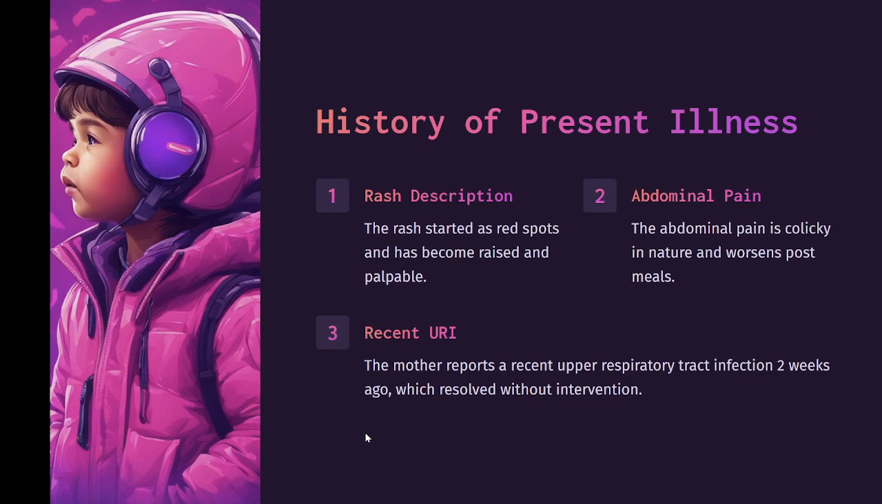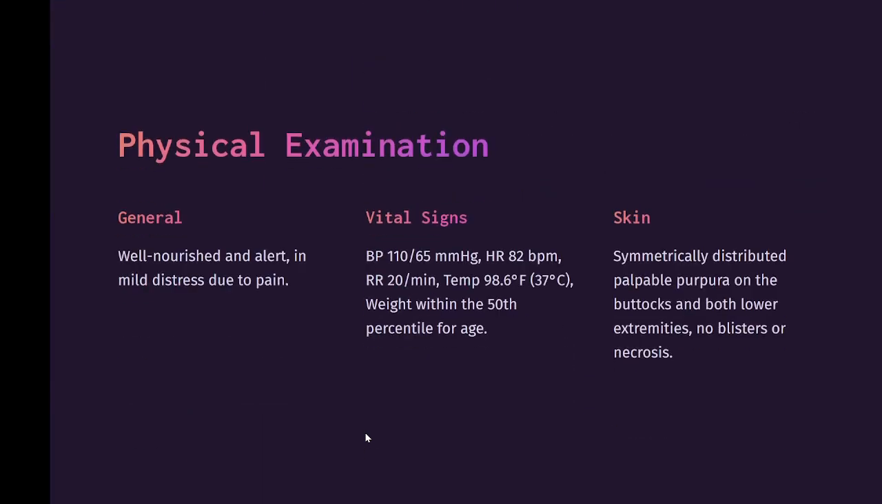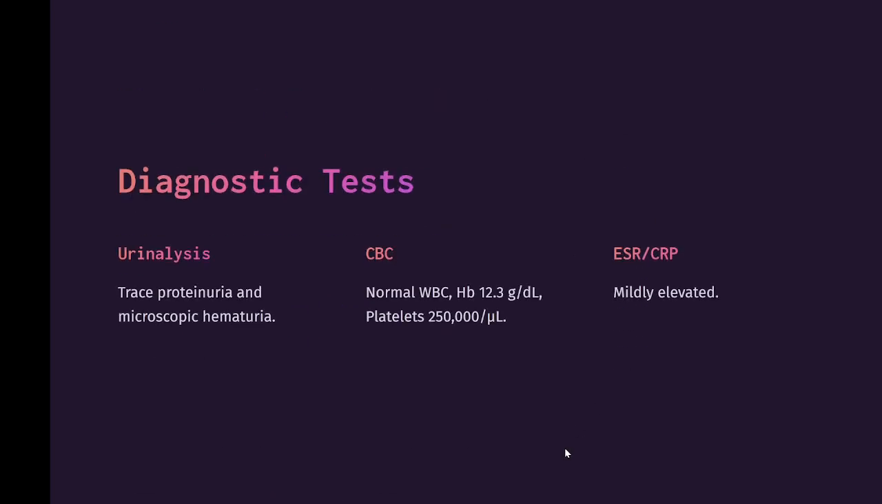Physical examination. General, well-nourished and alert, in mild distress due to pain. Vital signs: BP 110/65 mmHg, HR 82 BPM, RR 20 per minute, temp 98.6 degrees, weight within the 50th percentile for age. Skin, symmetrically distributed palpable purpura on the buttocks and both lower extremities. No blisters or necrosis. Abdomen, soft, non-distended with tenderness in the periumbilical region. No rebound or guarding. Joints, no swelling or tenderness noted in the ankles or knees.